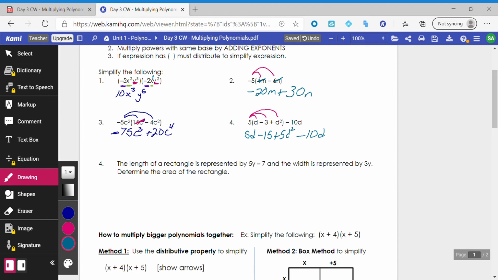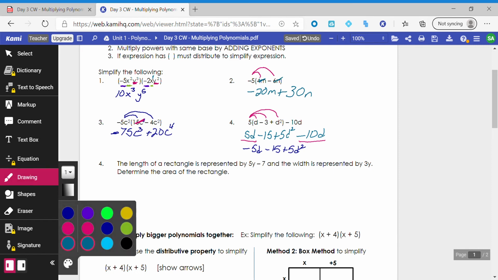Next step, we want to combine like terms. So we have 5d minus 10d. When we do that, we get negative 5d minus 15 plus 5d squared. So technically that is the completed answer because we cannot combine like terms. We got the letter d, we got a solid number, and we have d squared.